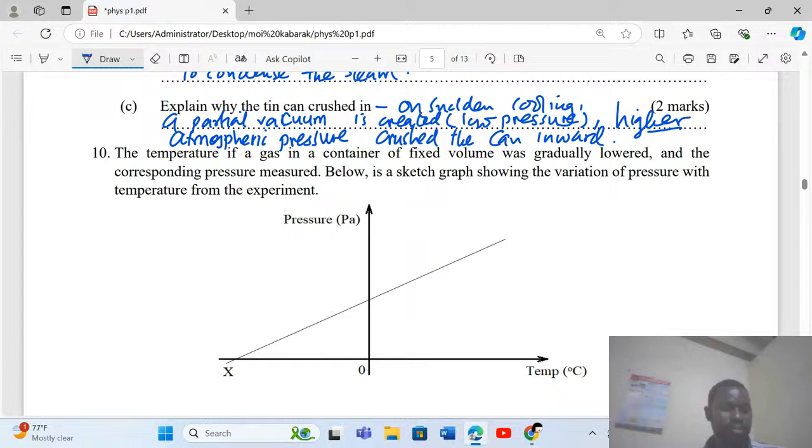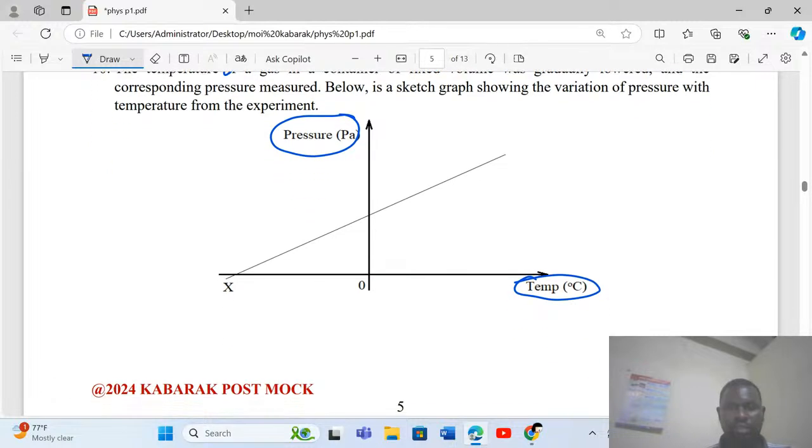The temperature of a gas in a container of fixed volume was gradually lowered and the corresponding pressure measured. Below is a sketch showing the variation of pressure with temperature from the experiment. You can see this is the pressure, this is the temperature. Now we may proceed to the question.